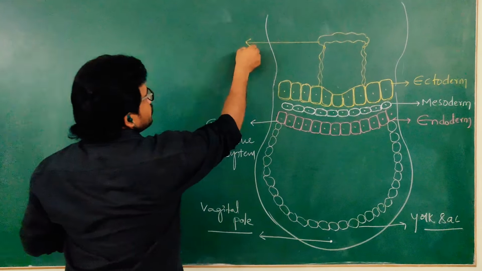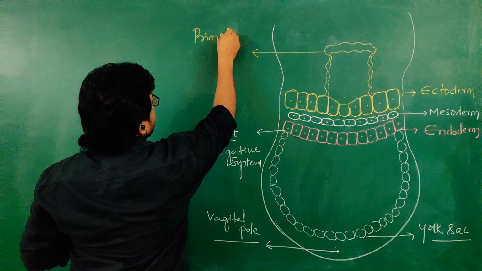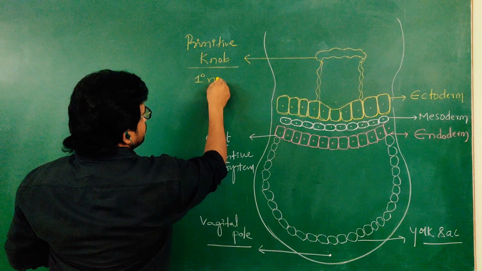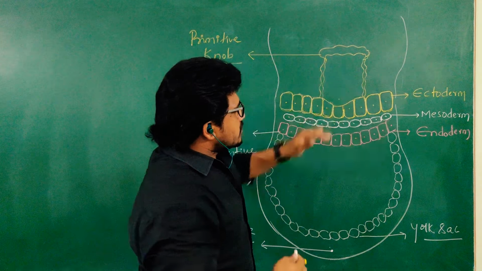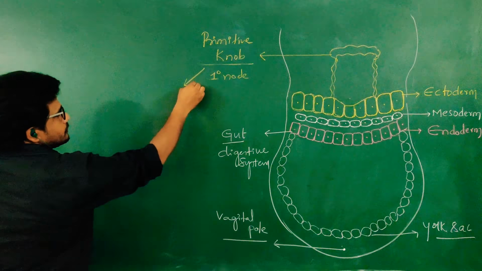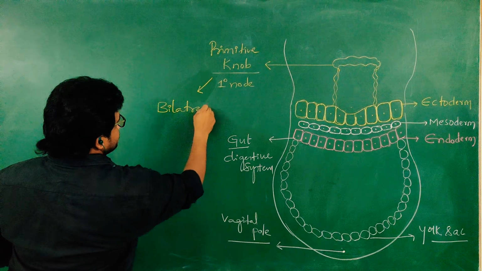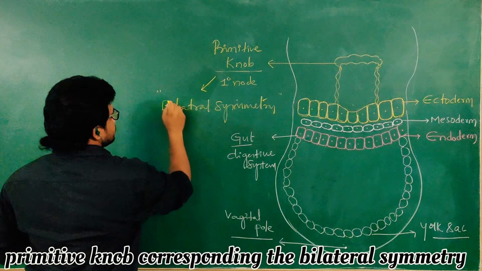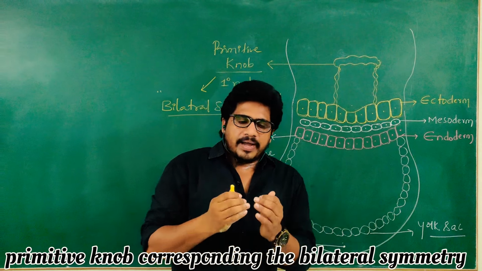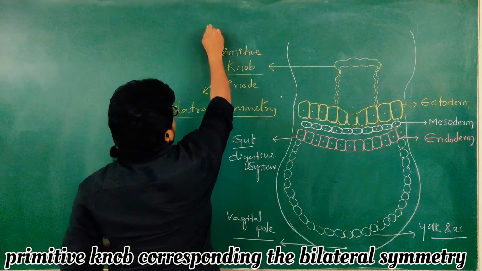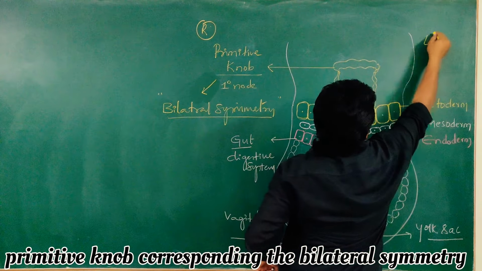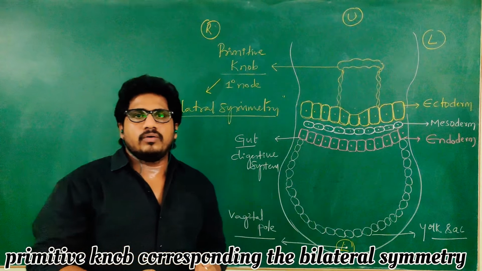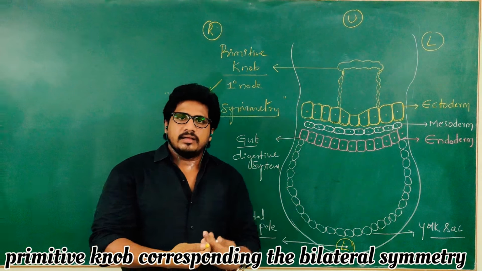The primitive knob, also called the primitive node, continuously grows and helps in bilateral symmetry. Bilateral symmetry decides which is the right side, which is the left side, which is the upper side and which is the lower side of the embryo. So directions are given by the primitive knob.